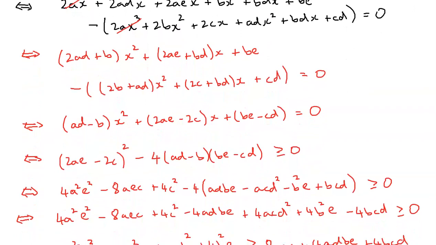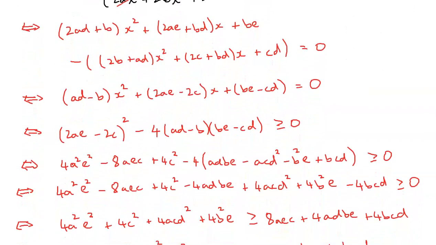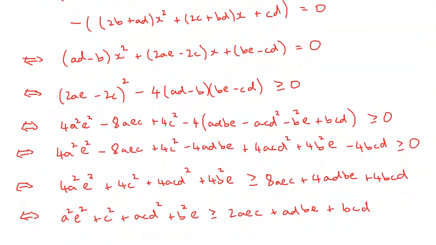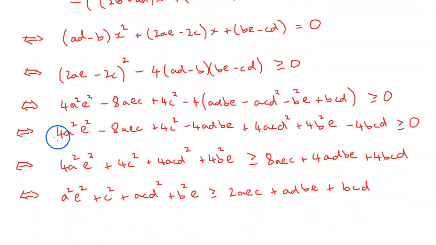And then just more expansion, and more expansion. And then finally we end up with this inequality down here, which leads to this inequality down here. And then finally we can divide everything by 4, which leads us to this inequality down here.